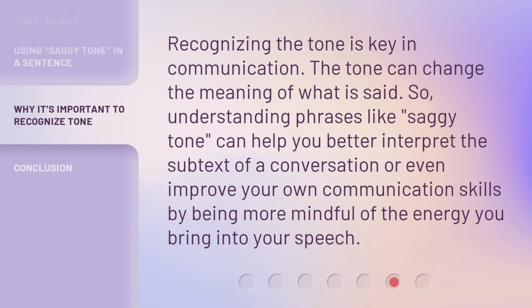Recognizing the tone is key in communication. The tone can change the meaning of what is said. So, understanding phrases like saggy tone can help you better interpret the subtext of a conversation or even improve your own communication skills by being more mindful of the energy you bring into your speech.